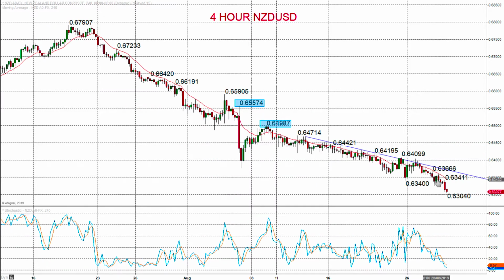And similar weakness on New Zealand dollar. Already this week making a new multi-month cycle low. Lower again overnight in here, down to 63.04. Deeper targets going into today below 63.00, 62.86, 62.61.